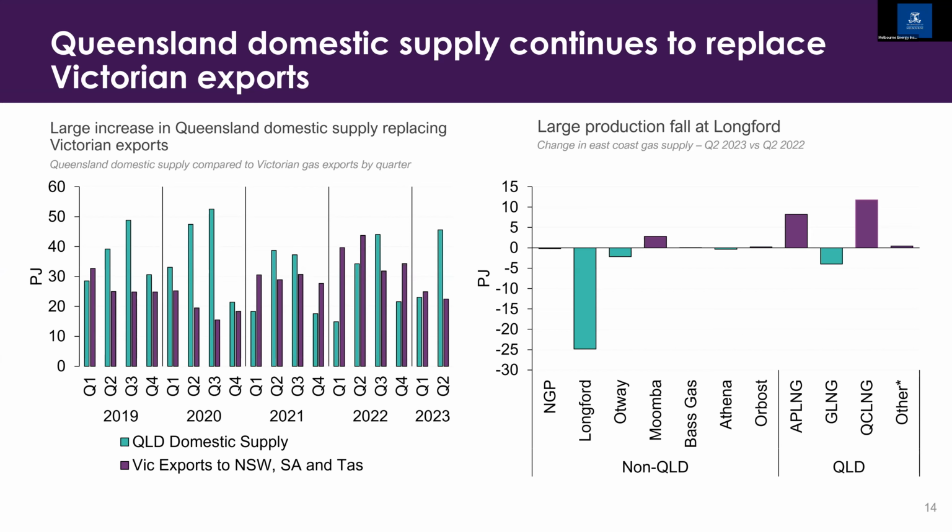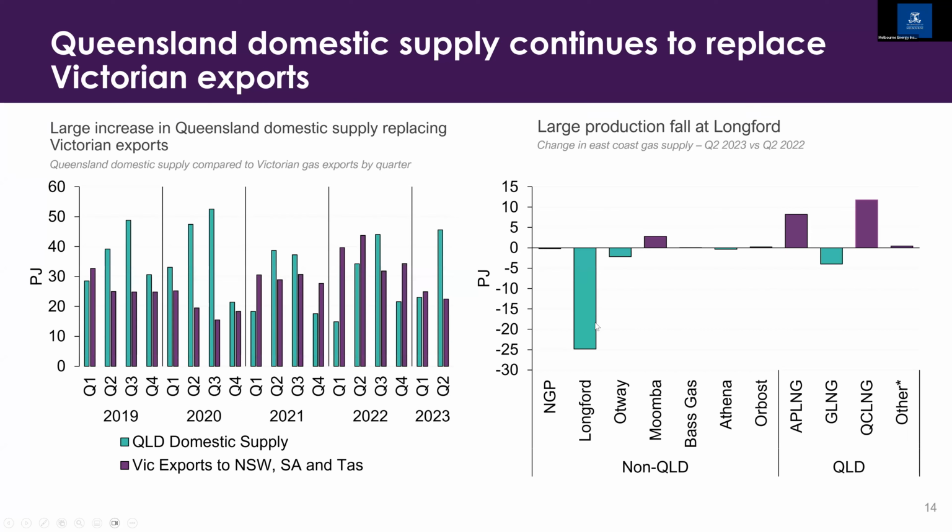So that's what's left over after coal seam gas comes out of the ground in Queensland. Some of it gets sent to Curtis Island, and what's left is this Queensland domestic supply. So it's quite an increase there. And that has effectively replaced a large volume of Victorian gas that was previously being exported. That's that purple line there, the exports from Victoria to other states, that's come down significantly.